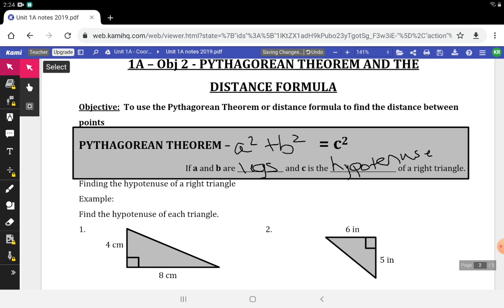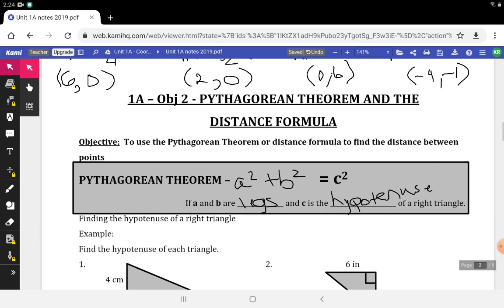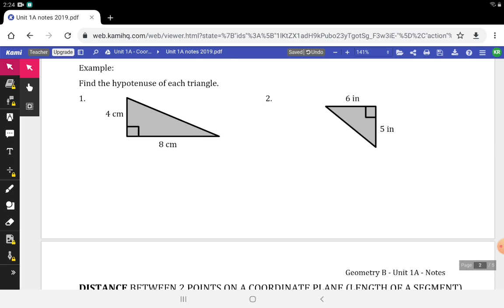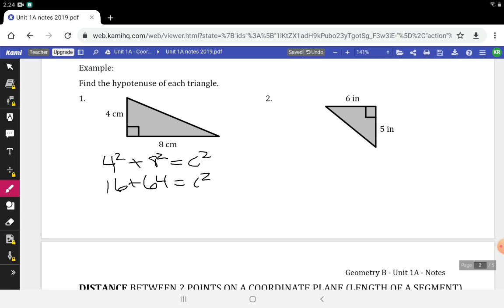All right, so we have two review examples for us. In both of these examples, we are given the legs, so we're given a and b, and we need to find the hypotenuse. So we would do 4 squared plus 8 squared equals c squared. So 16 plus 64 equals c squared. So c squared is equal to 80. And c, if we take the square root, is then equal to 4 root 5. And we'll leave it in radical form.